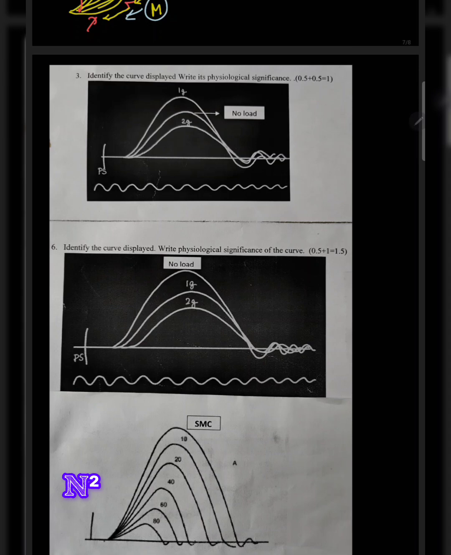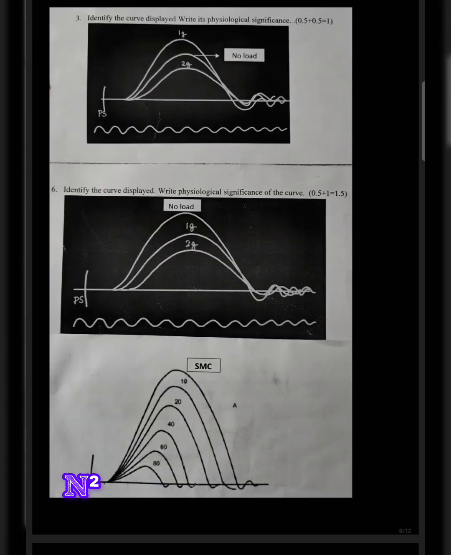Okay, the next curve for our discussion is: identify the curve displayed, write its physiological significance. Okay, so you can see in this figure three curves are shown. All these curves are simple muscle curves only, but there are three simple muscle curves. Some letters are written like 1 g, 2 g, then no load, sometimes SMC is written.